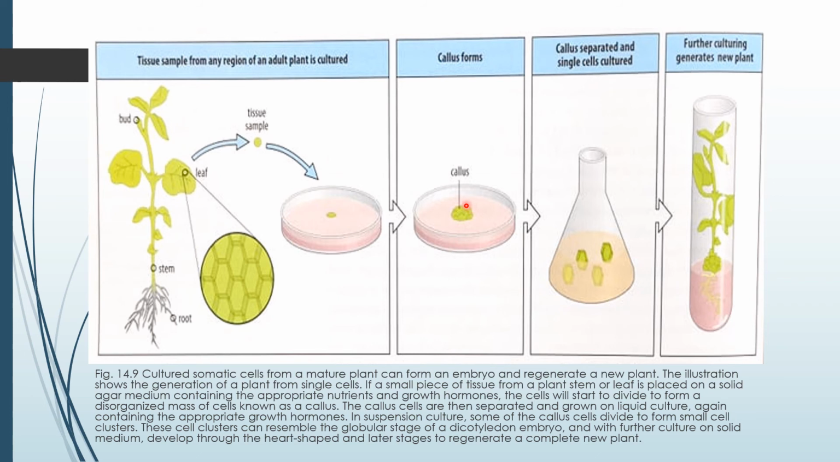Okay, so the callus cells are then separated and grown in liquid culture, again containing appropriate growth hormones. So in the suspension culture, some of the callus cells divide to form small cell clusters. And then these cell clusters can resemble the globular stage of a dicotyledon embryo. And with further culture on solid medium, they develop through the heart shape and later stages to regenerate a complete new plant. So, there. Okay? So, you can regenerate just using this. Again, in an agar medium, it is a must that you put appropriate nutrients and growth hormones for this callus to form and to develop into a new plant. Okay?